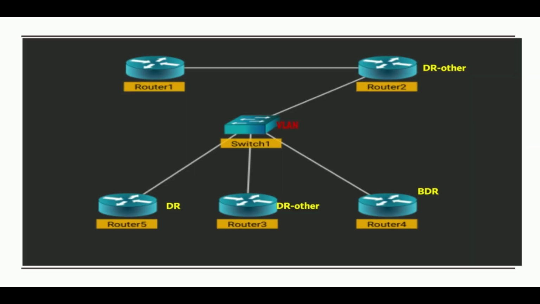We see 4 routers connected to a switch or VLAN. OSPF makes one DR and one BDR here. Router 1 is not connected to this VLAN and does not come into this consideration.